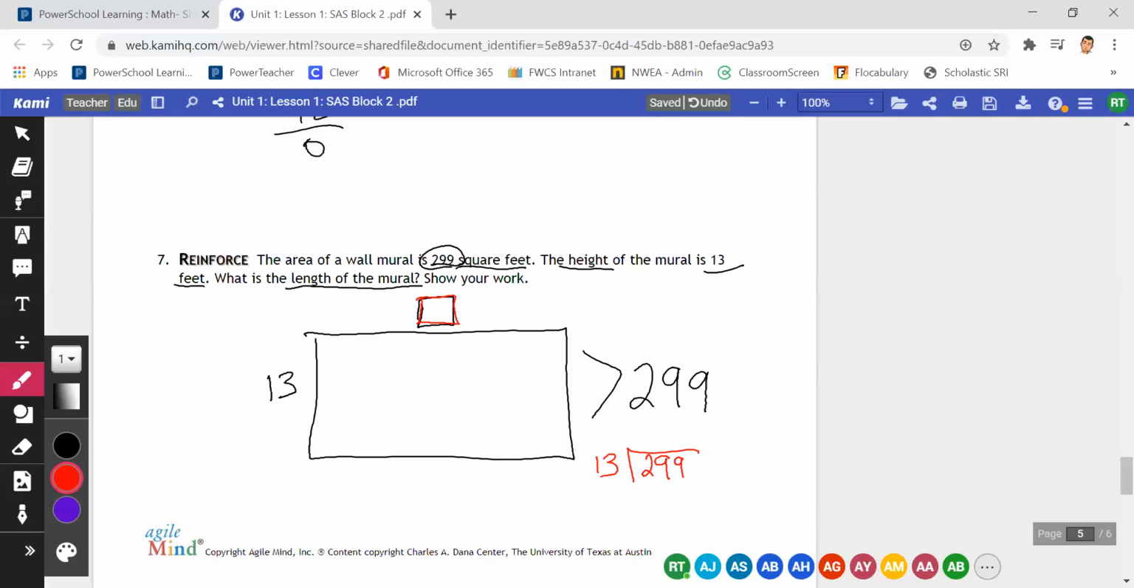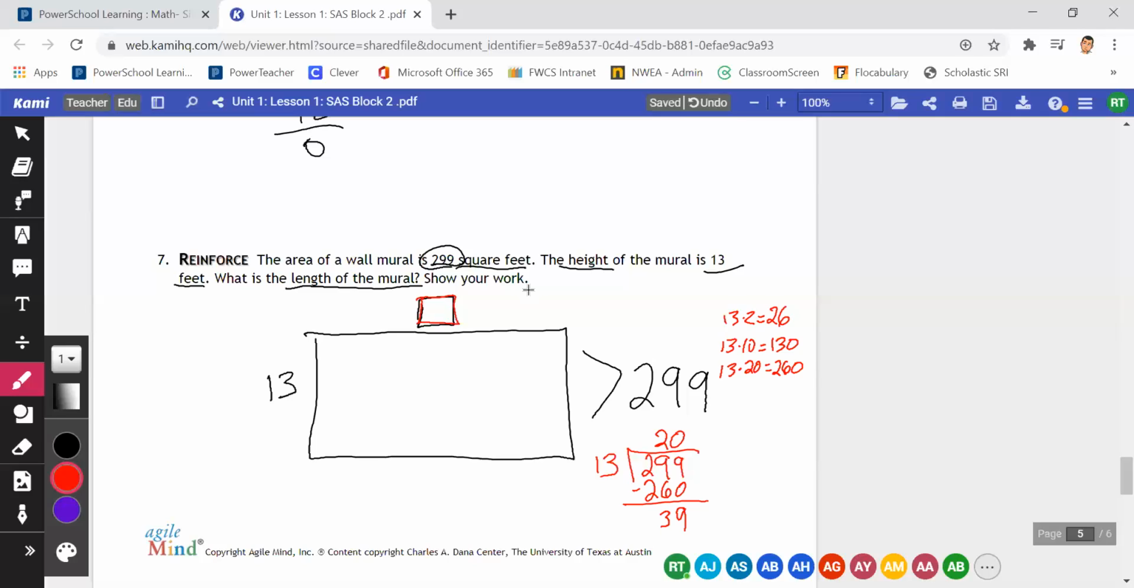So 13 times 2 would be 26. 13 times 10 would be 130. 13 times 20 would be 260. That gets me pretty close. So I'm going to put in 20 groups of 13 and subtract 260 from my total. 9 minus 0 is 9. 9 minus 6 is going to be 6, 7, 8, 9. So that's going to be 3. And 2 minus 2, of course, is 0.